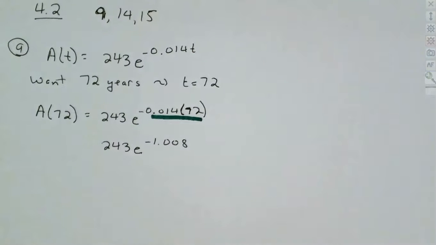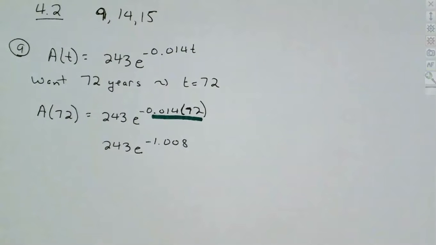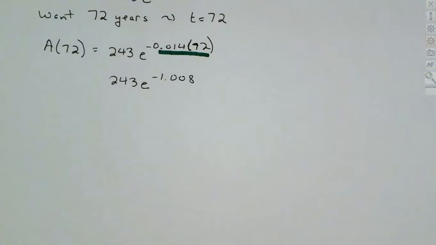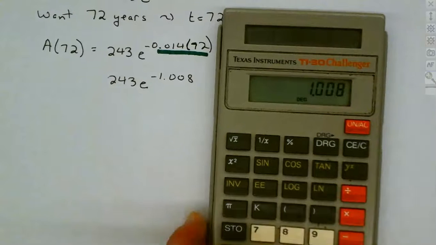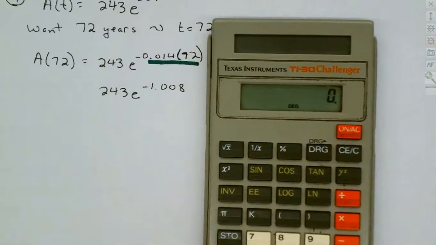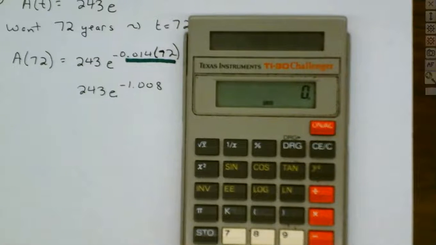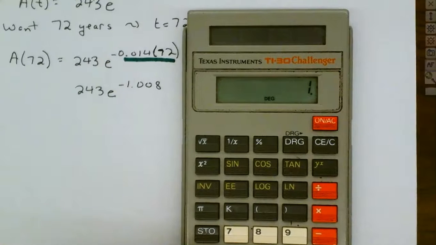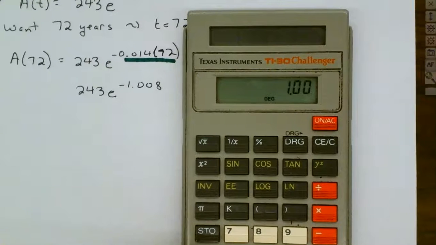Next, we need to make sure that we know how to use our calculator. And again, there's two different types of calculators. I'm going to show you how to use either one. You might have a calculator like this one. So for a calculator like this one, how would you use it? Well, first thing you would do is type in your 1.008. You'll make it negative.